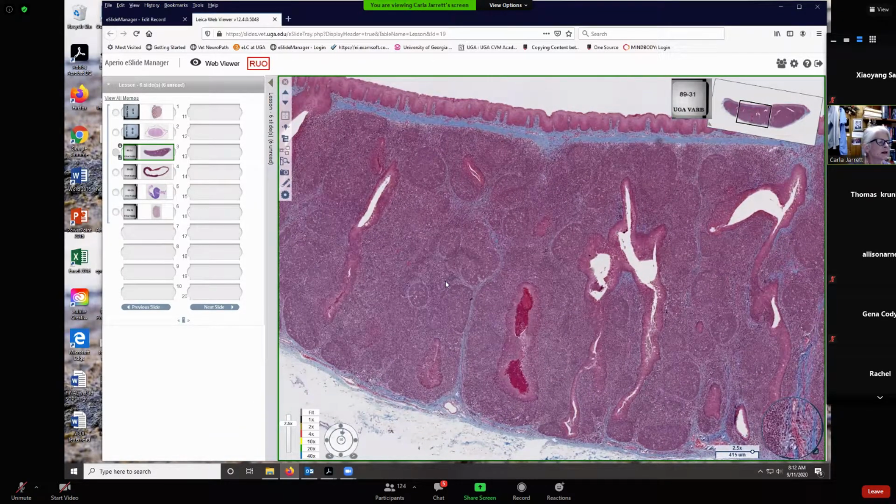Okay, so that's the equine palatine tonsil. You don't have to tell us that it's a palatine tonsil. You just need to recognize it as a tonsil, know that it's a cryptic type of tonsil, and tell us that it's got diffuse and nodular lymphoid tissue.